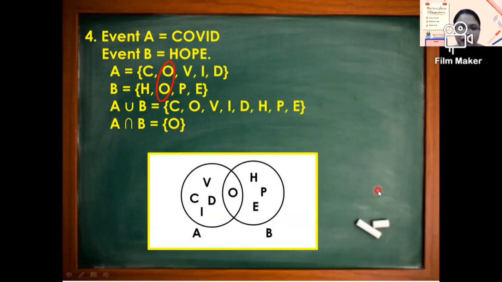So kung gagawa tayo ng Venn diagram, yung word na COVID, event A, meron tayong letters na C, O, V, I, D. At sa event B naman, meron tayong word na hope, we have H, O, P, E. So that is now event B. The intersection of the word COVID and hope is O. Okay? So, ang intersection is O. So, sana, kahit na merong COVID ngayon, ay magkaroon pa rin tayo ng hope. Meron daw tayong common sa word na hope at word na COVID, which is O.